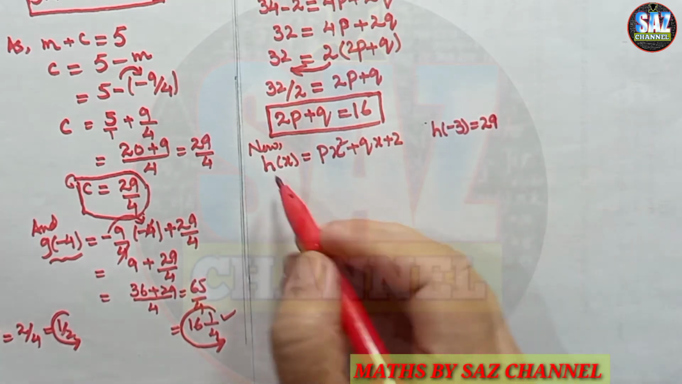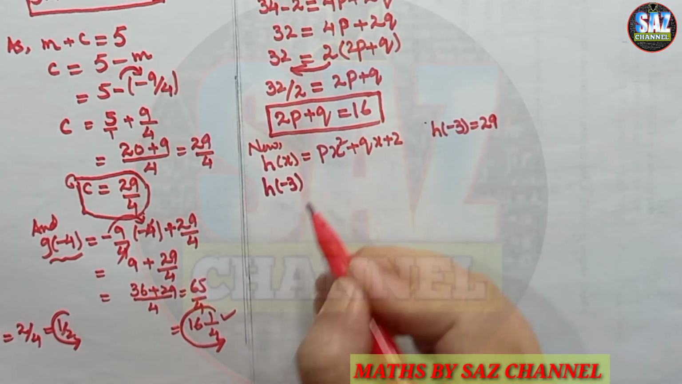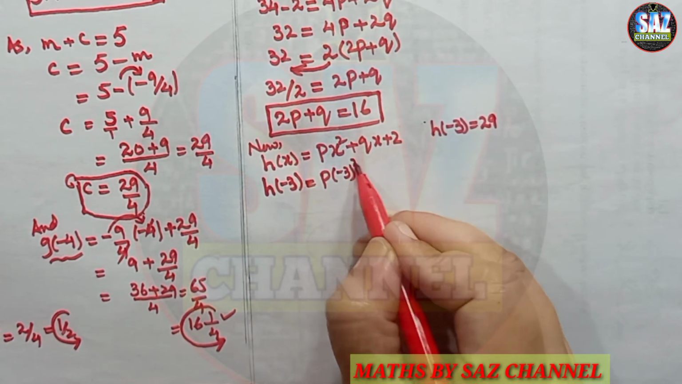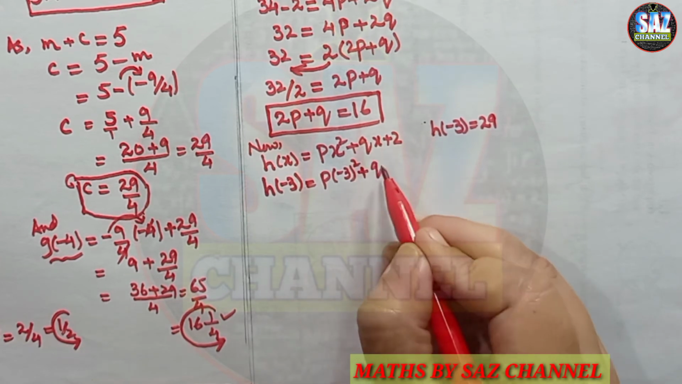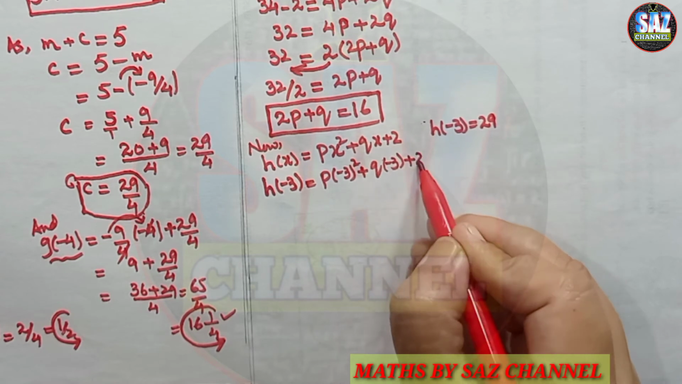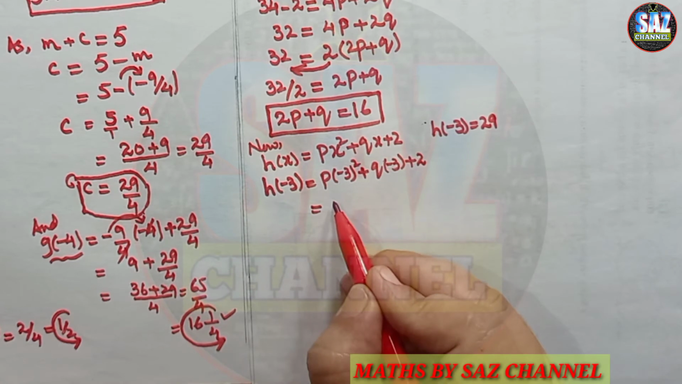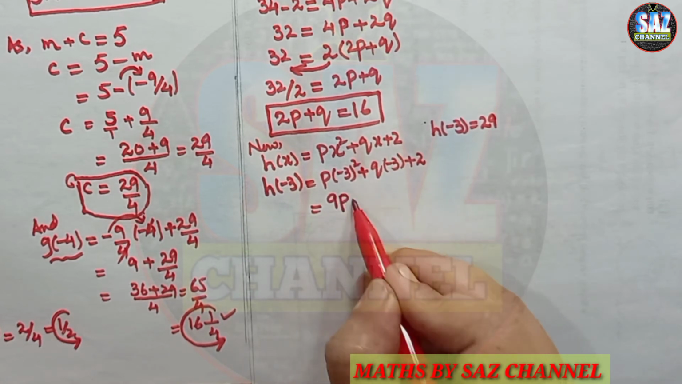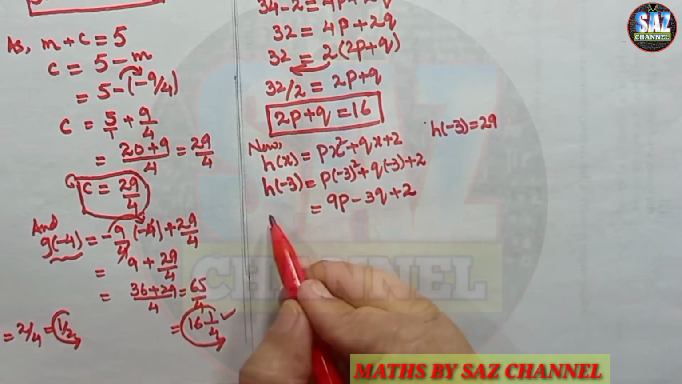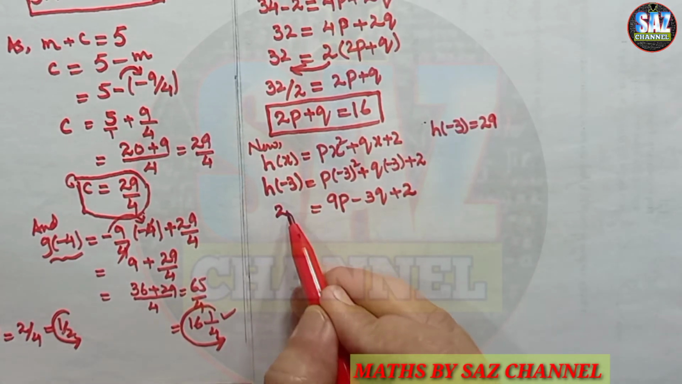This is the second condition. Instead of the variable, replace minus 3. It will take the form p into minus 3 square plus q into minus 3 plus 2. And now square of 3 is 9. This will take the form 9p minus 3q plus 2 equals to, now instead of h of minus 3, I have to replace 29.